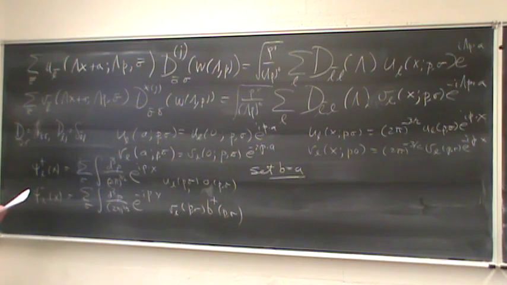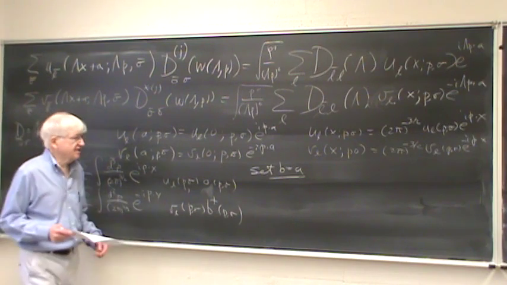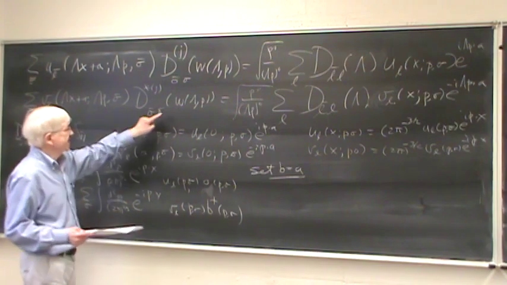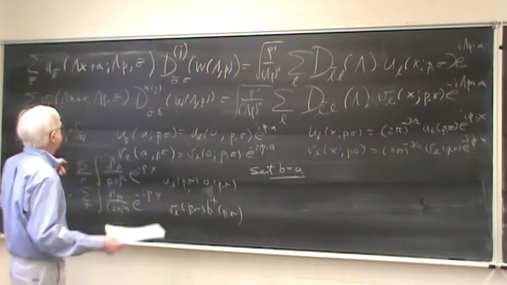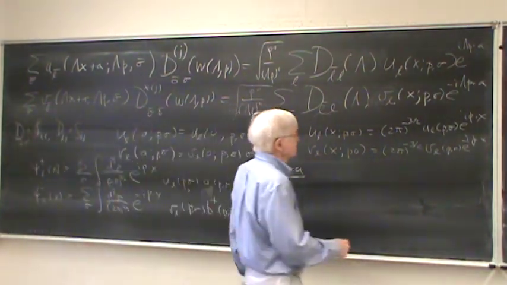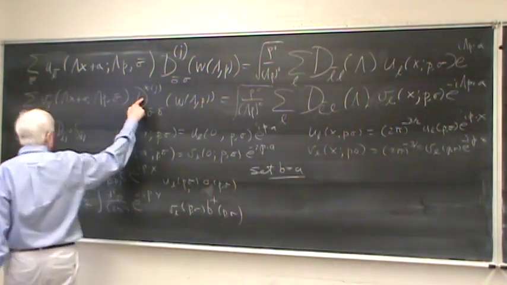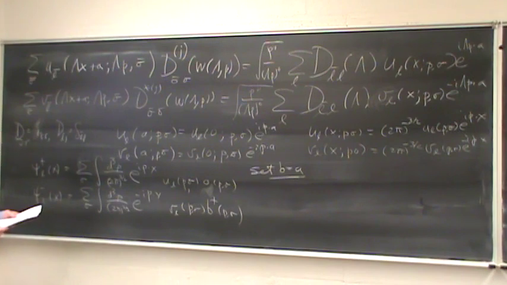On the other hand, these spinors are different because they satisfy different rules. The V spinor satisfies this rule. There are two differences. One, of course, is there's a minus sign there, and the other is a complex conjugation here. So those are basically the differences.